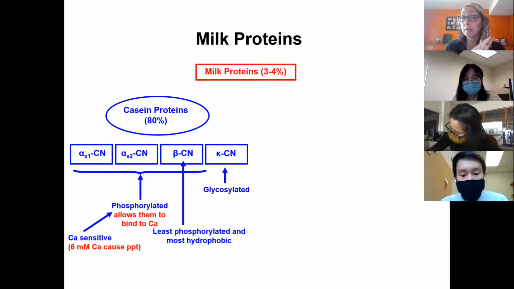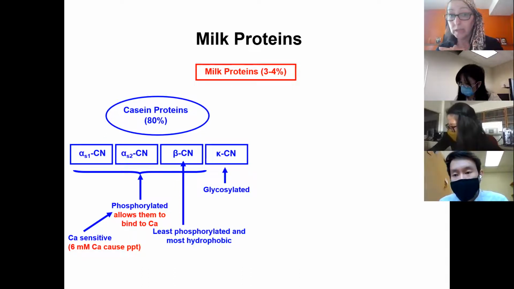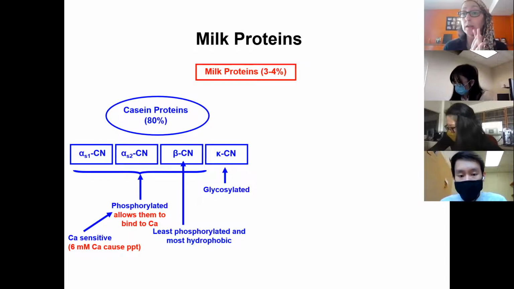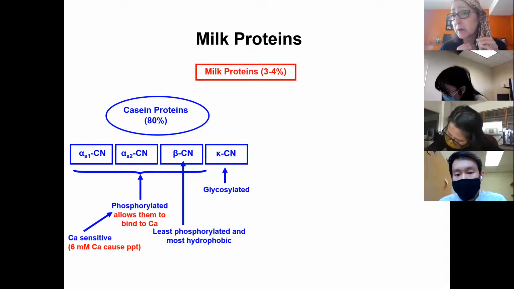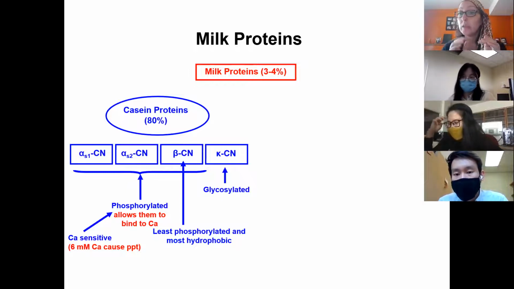Kappa casein is glycosylated, not phosphorylated. So it has a carbohydrate moiety attached to it on mostly threonine amino acids. So it is a very important characteristic as well. And the kappa casein is the casein that stabilizes the micelle. And I'll show you that later.